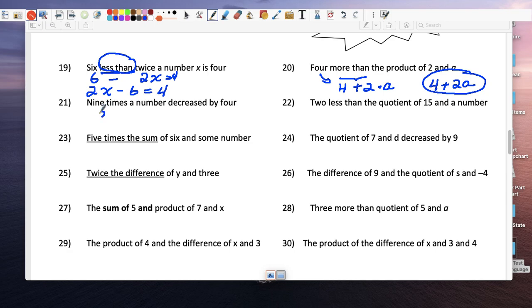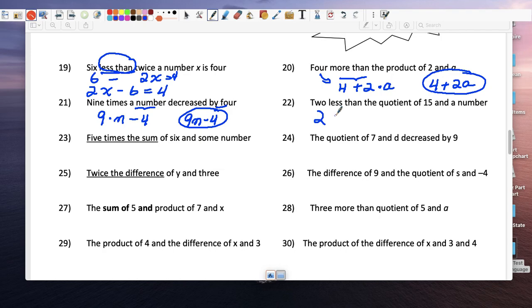9 is 9 times a number, n. Decrease means subtraction, and then 4 is just 4. So 9n minus 4. Next one.